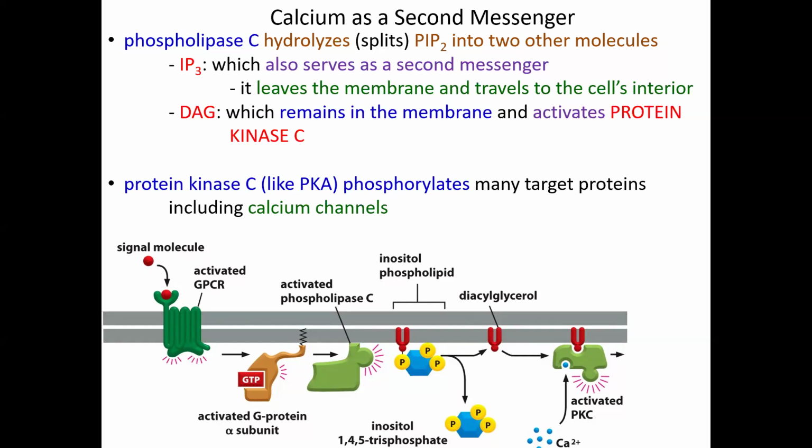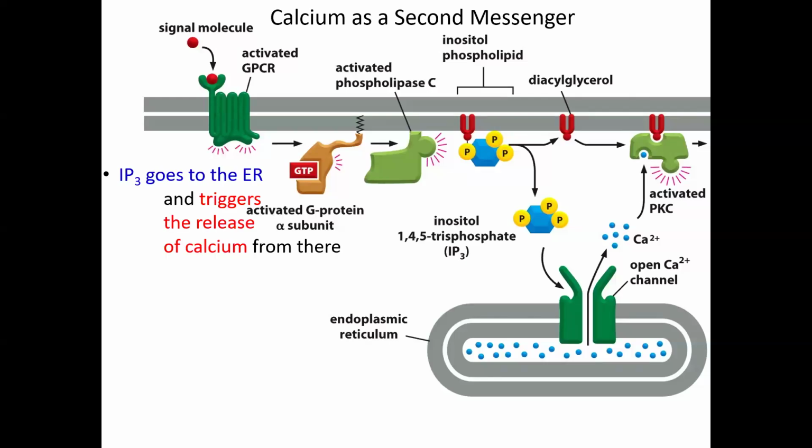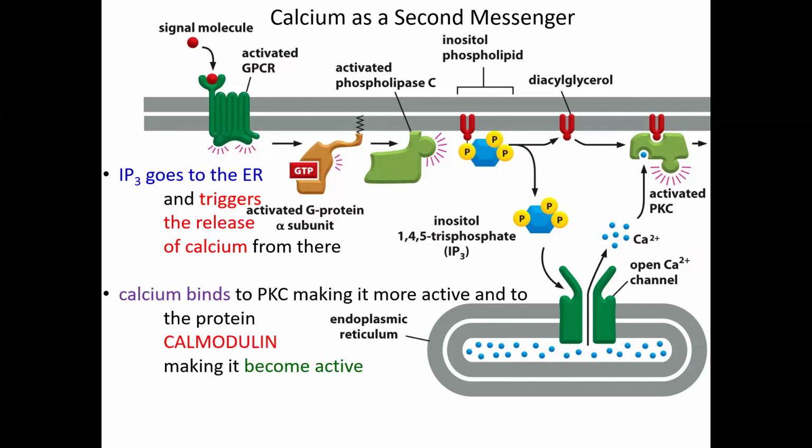Protein kinase C, just like protein kinase A, is now an active kinase. It's going to phosphorylate lots of things. But one of the things that protein kinase C is going to phosphorylate are calcium channels. So calcium is going to come rushing into the cytoplasm from outside due to the protein kinase C opened channels. And calcium is also going to come rushing into the cytoplasm through the endoplasmic reticular stores. Because like I said before, IP3 opened those channels. So you got calcium rushing into the cytoplasm in two ways. Through cell membrane channels that were opened by protein kinase C and through ER channels that were opened by IP3.